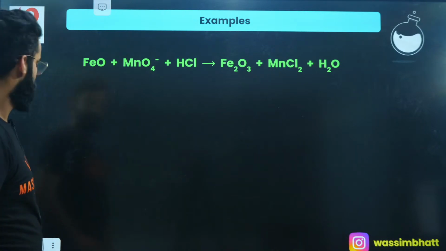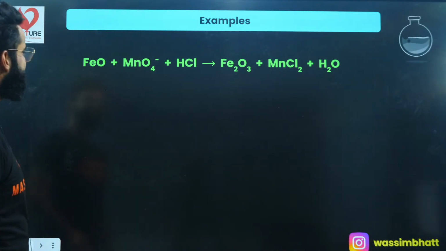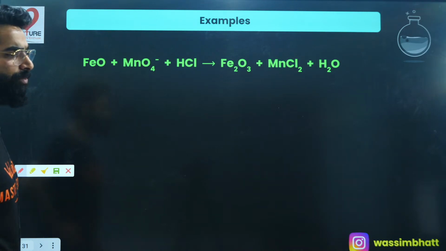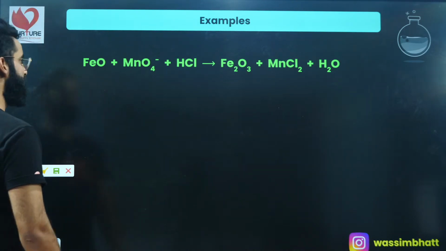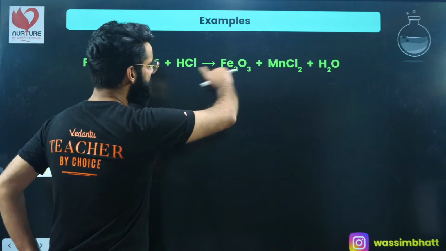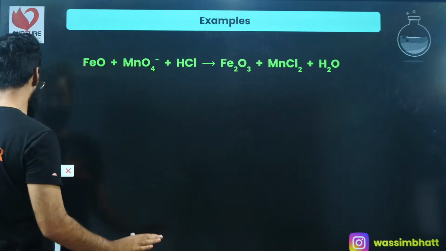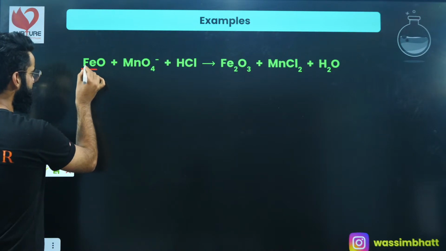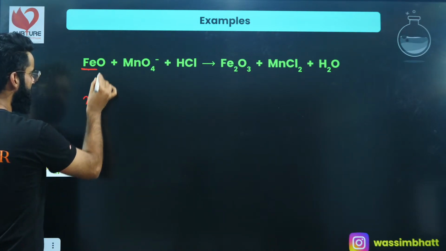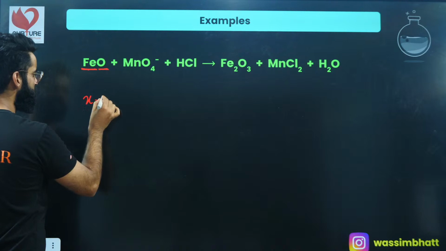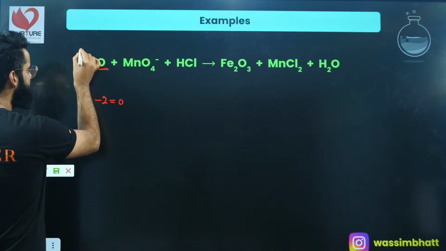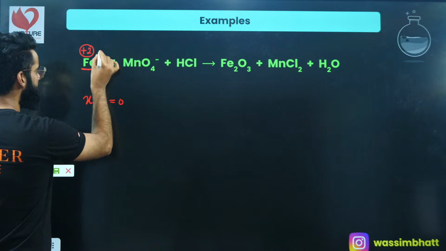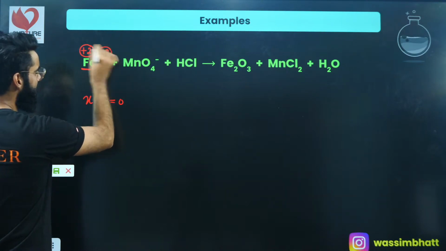Okay. Let's take a few examples and try to understand which one is the oxidizing agent and which one is the reducing agent. How do we identify them? See guys, let me calculate the oxidation state of every single species over here. Let's calculate the oxidation state of this iron. It's going to be x. Oxidation state of oxygen is minus 2. So x minus 2 is equal to 0. So oxidation state of iron is going to be plus 2. What about the oxidation state of this oxygen? It's going to be minus 2, right?